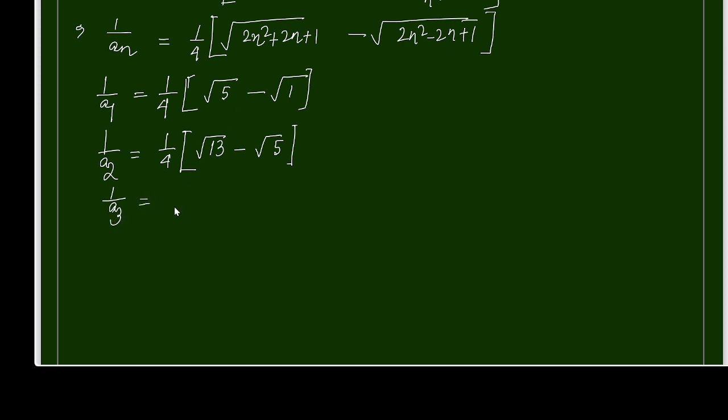So if I put 3 here in place of n, 3 square is 9, 2 nines are 18, plus 6 plus 1, it will be square root of 25. And here if I put 3 square 9, 2 nines 18 minus 6 plus 1, it will be root 13. So square root of 25 minus square root of 13.